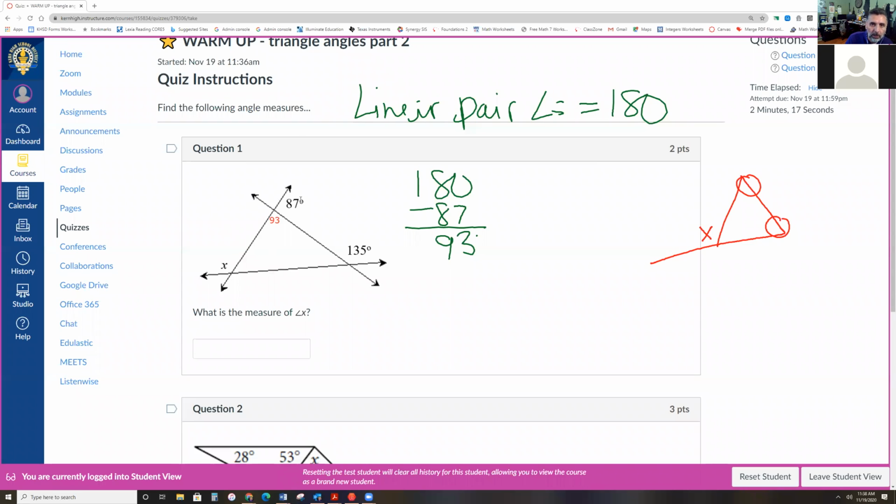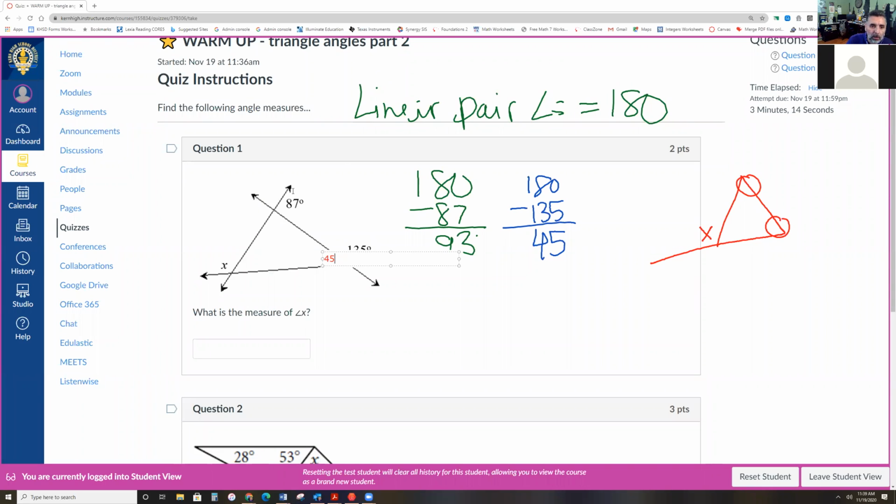And don't get too caught up with the little degree symbol. We know it's 93 degrees. And then look at this other side of the triangle. I know this 135 degree angle and this inside angle of the triangle are a linear pair. So again, those angles have to add up to 180. So if I want to figure out the angle measure of that triangle one, I do 180 minus 135. When I subtract those two, I get 45. That angle measure is 45.